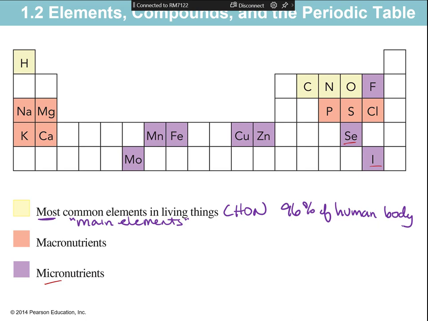Then we have the minor elements. Minor because they're not as high in concentration, but they are themselves very important. So this is Na, sodium, Mg, magnesium, P, phosphorus, S, sulfur, Cl, chlorine, K, potassium, and then Ca, calcium. The ones in orange up there, those 7, are called the minor elements. If you added all of their atoms up, they would make about 3.9% of the human body. So just 11 atoms make up 99.9% of you.